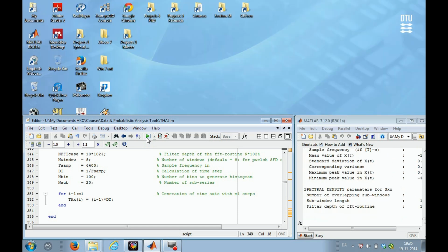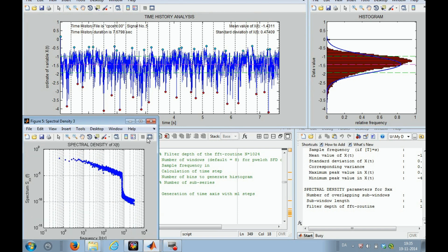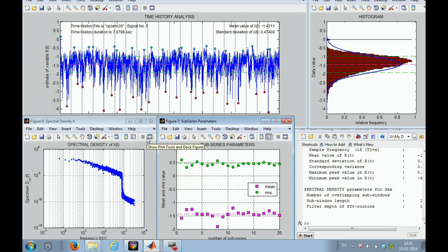Then the program marks on the time series the position of all the sub-events, and the fourth window gives you for each sub-event the standard deviation, the RMS value, and the corresponding mean value. That is compared, and this is what the dashed line is, to the overall mean value of the entire time series. So we can now access the data from the subseries.